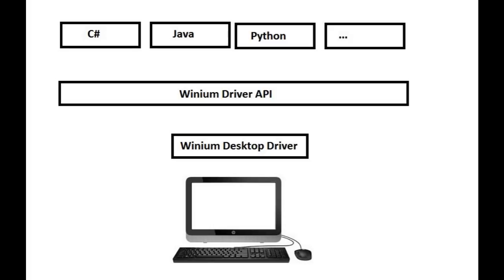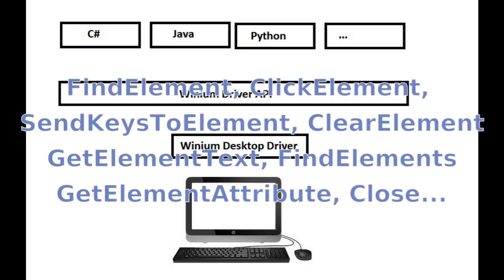Now these bindings communicate across a common API, that is the Winium driver API. This API allows us to have some drivers that interpret commands that are sent across the API. So these drivers here at the bottom, you see we have a Winium desktop driver. The Winium driver knows how to use the low level details of a Windows application and drive it to do things like clicking a button, going to different windows, getting data from the window itself.